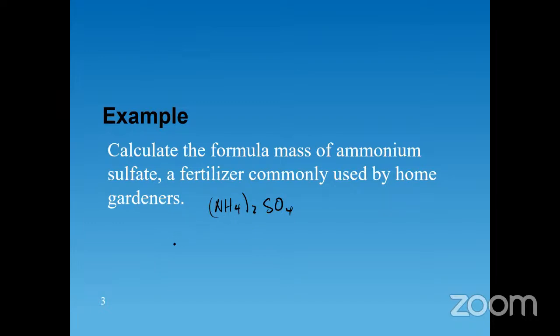We have 2 nitrogen, so we multiply the formula mass of nitrogen by 2, which is 14.01. And by the way, the units for formula mass is AMU, atomic mass unit, right? And then we're going to add that to 2 times 4, which is 8 times 1.008 AMU. And then we're going to add the mass of the sulfur, which is 32.07 AMU.